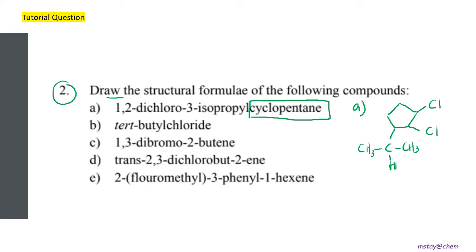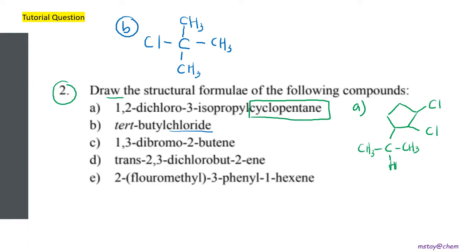And then question 2B, tertiary butyl chloride. So we have to draw tertiary butyl, 1 carbon, and then bonded with 3 alkyl groups, so that it will become tertiary butyl, and then bonded to Cl. So this is the structure for tertiary butyl chloride.